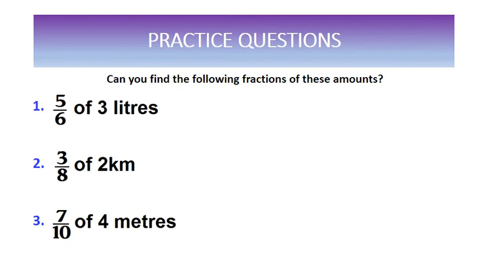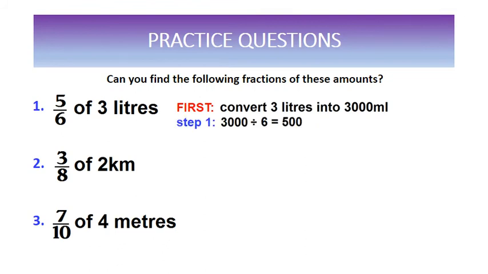So looking at question 1, the first thing we need to do is to convert the 3 litres into 3,000 millilitres. Then step 1 is you divide the 3,000 by the denominator, which gives you 500. And then step 2, multiply the 500 by the numerator. So your final answer should have been 2,500 millilitres.